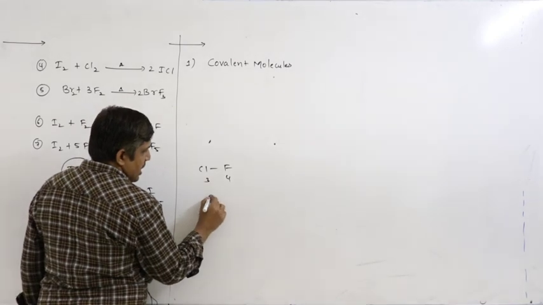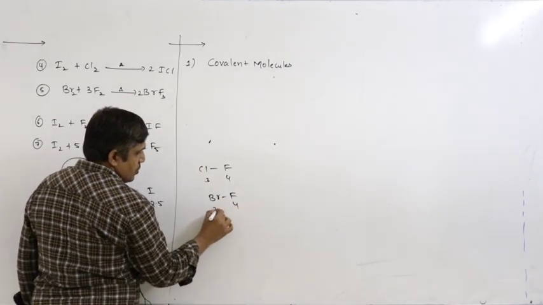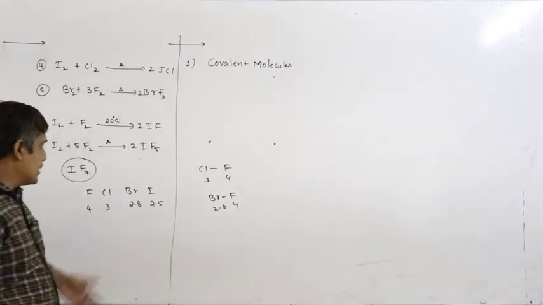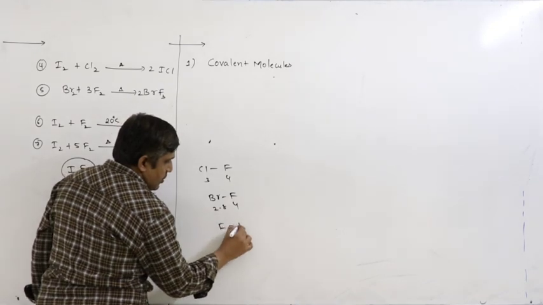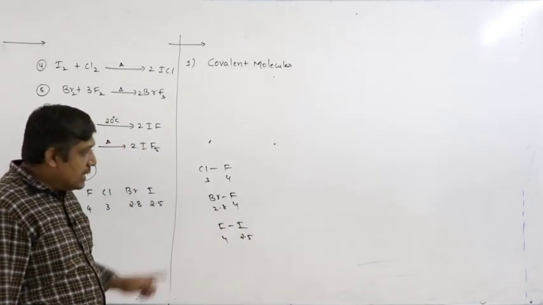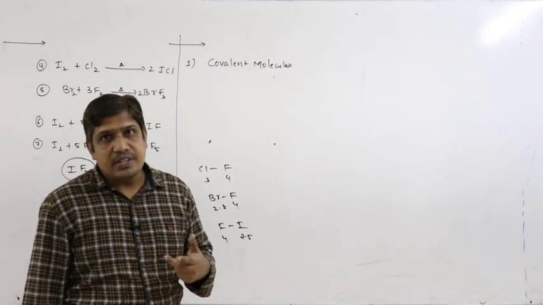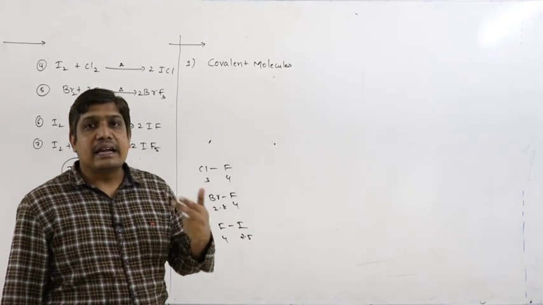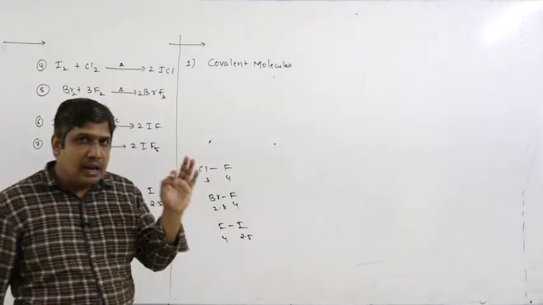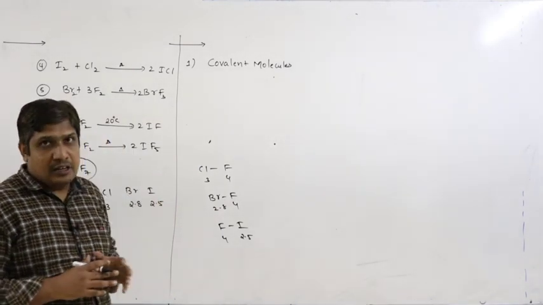Similarly, if I take BrF3 or the bromine-fluorine bond, this is 4 and 2.8. Even if I take iodine and fluorine, this is 4 and 2.5. The nature of the bond will be ionic if the electronegativity difference between two atoms is greater than 1.7. But here it will be less than 1.7. So mostly they are covalent in nature.